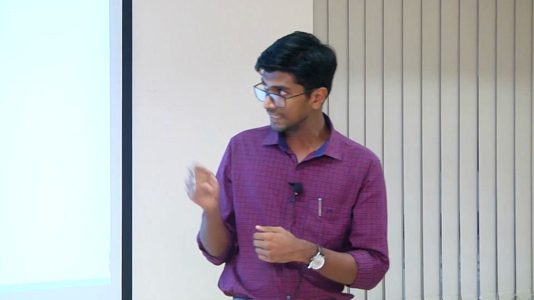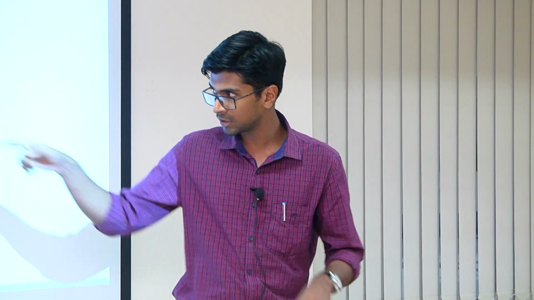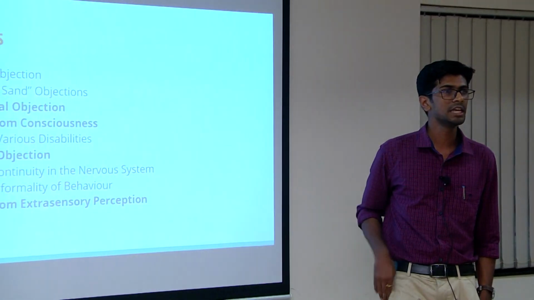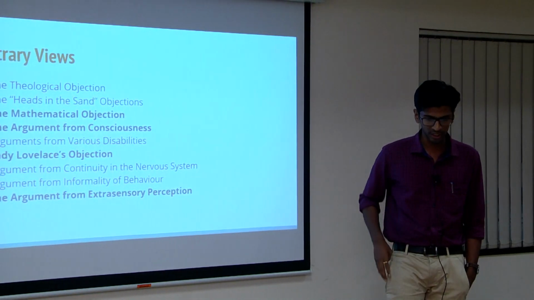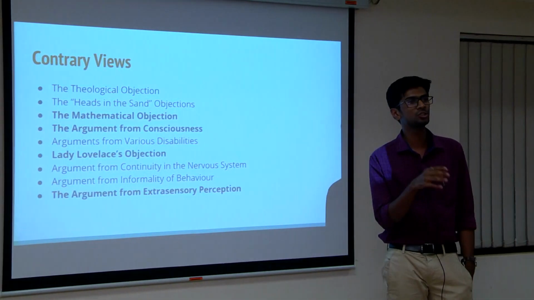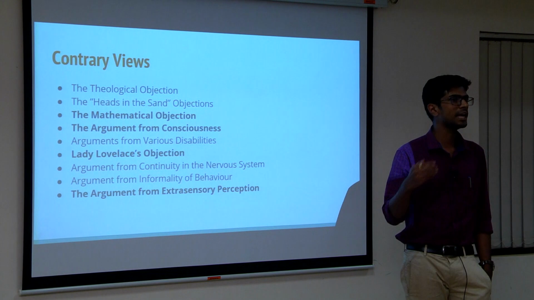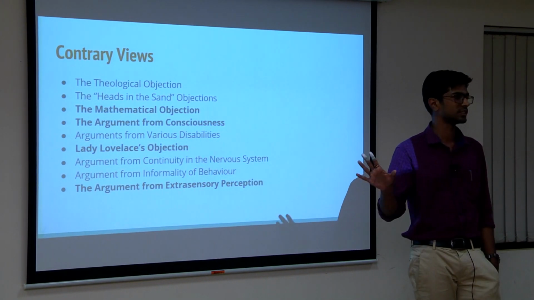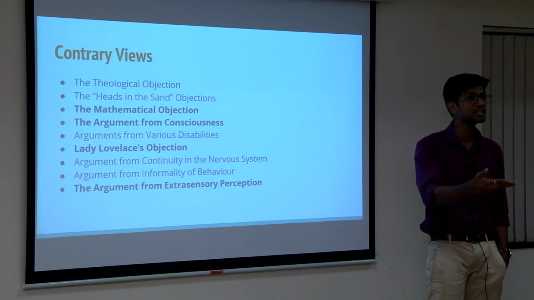So let's see the contrary views. There are several objections, several views that Turing identified in the paper, and he tries to give his explanation to them. One is the theological objection. The theological objection is very interesting. The one highlighted in bold, we will discuss more, but I will just touch upon some of these. Theological objection: what it means is that God has given a soul to man and woman, not to animals and machines. Turing clearly states in his paper that he cannot accept any part of this, and he gives a theological answer to it.